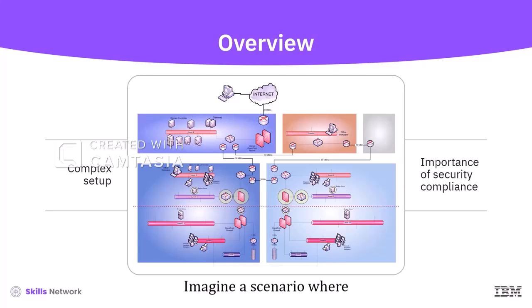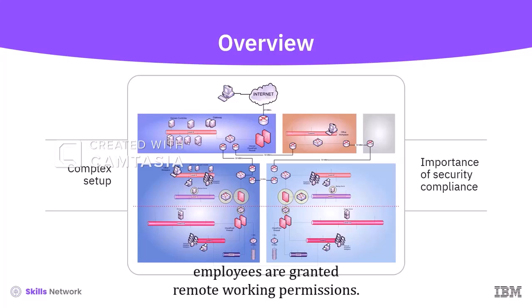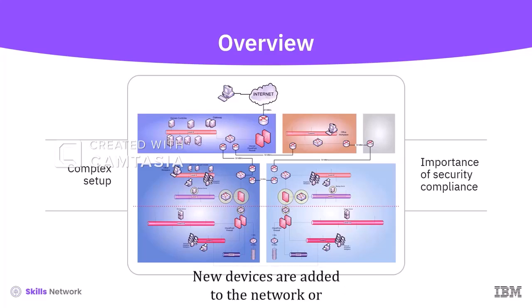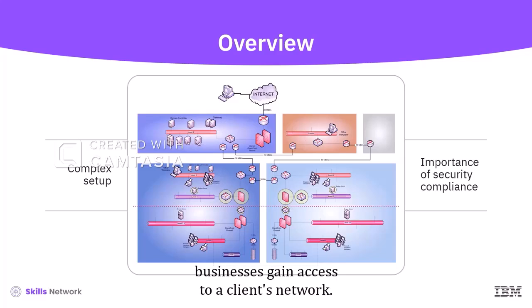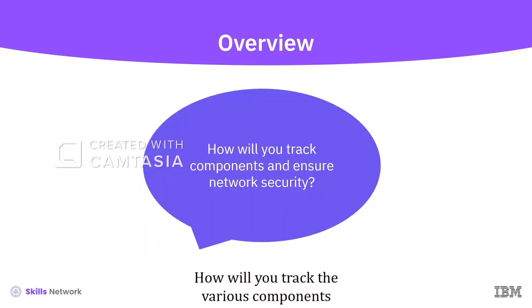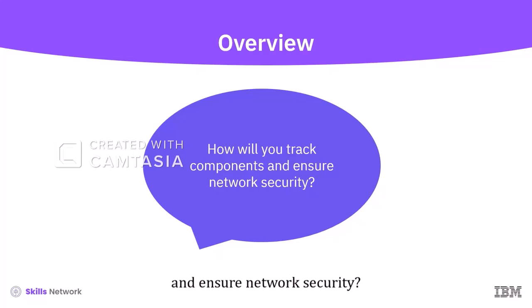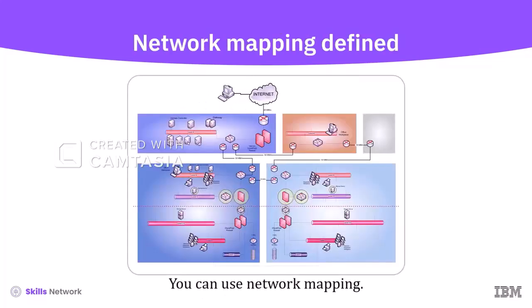As network setups become increasingly complex, it's crucial to prioritize security compliance. Imagine a scenario where employees are granted remote working permissions, new devices are added to the network, or businesses gain access to a client's network. How will you track the various components and ensure network security? You can use network mapping.